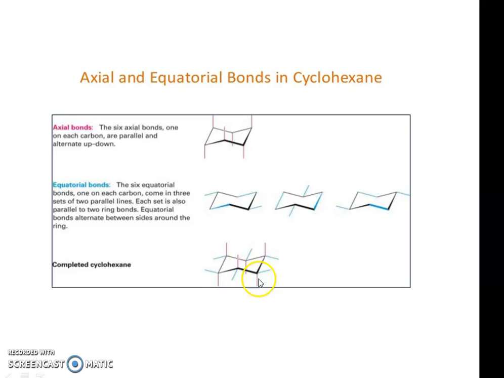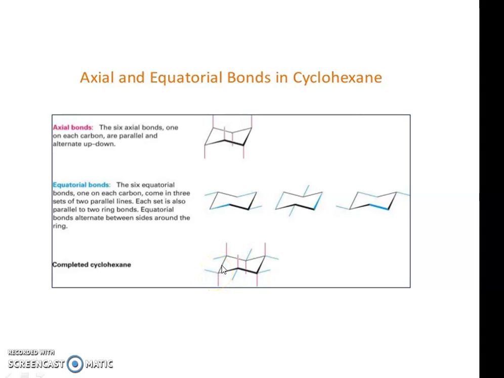So if we see the completed structure, you can see this is the equatorial bond and this is the axial bond. Here also the same thing. This is axial bond and this is equatorial bond, and this is axial bond and this is equatorial bond. This is equatorial bond, this is axial bond. This is equatorial bond, this is axial bond. This is axial bond and this is equatorial bond.